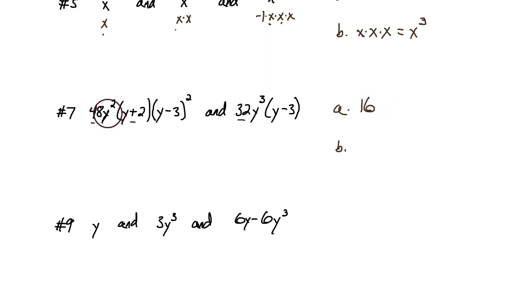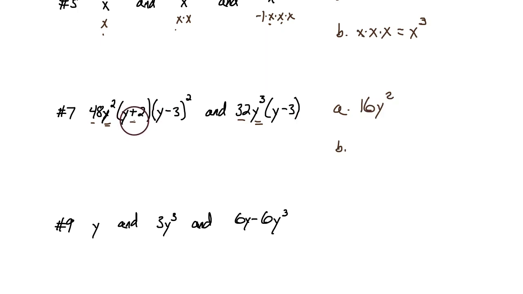Now let's look at the variable y. This one has y squared. Does the other one have at least y squared? Yup, it has more than enough y's to have y squared as a GCF. So include y squared in our GCF.